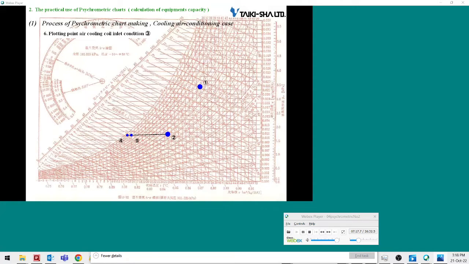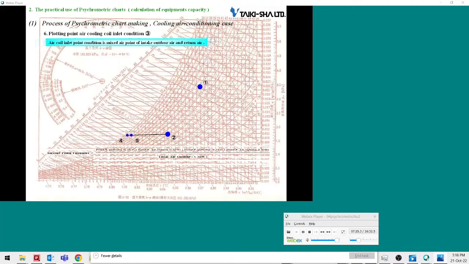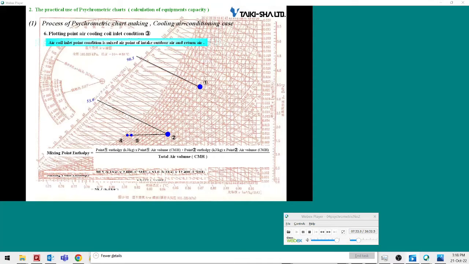Let's plot the inlet air point of the cooling coil. The inlet air point of the cooling coil is where the outdoor air and the return air mix with each other. Determine the mixing point according to the conditions of the outdoor air, the return air, and the airflow. The calculated enthalpy at the mixing point is 58.2. The mixing point is positioned at a point on the coordinate line 58.2 of enthalpy connecting the outdoor air point to the return air point.